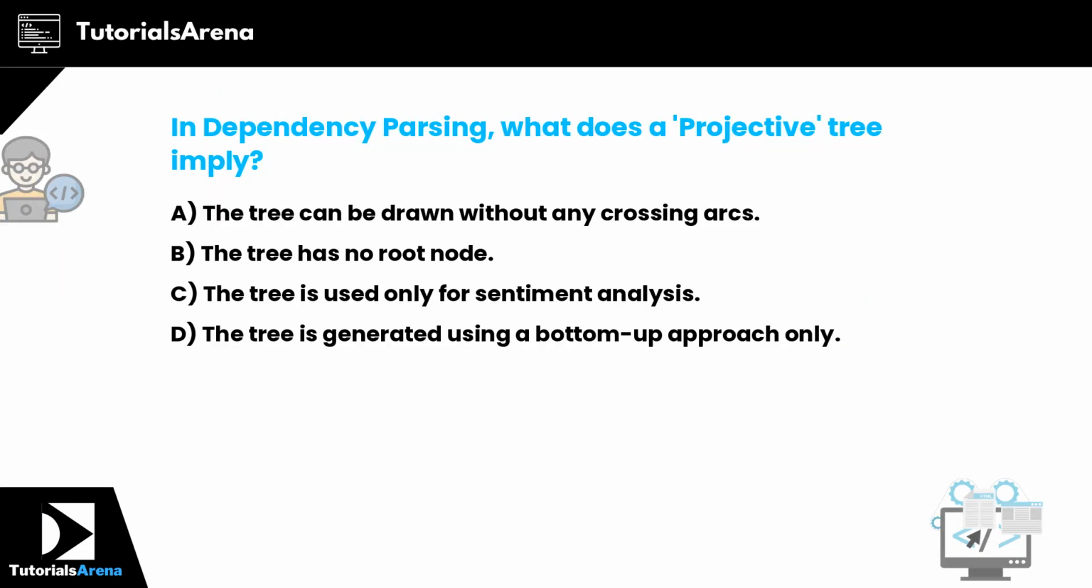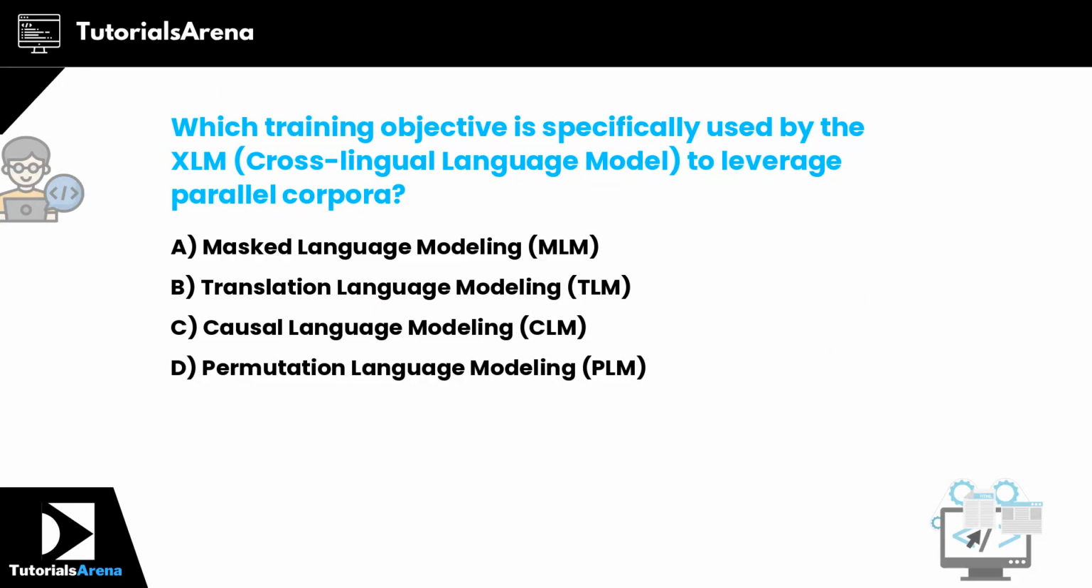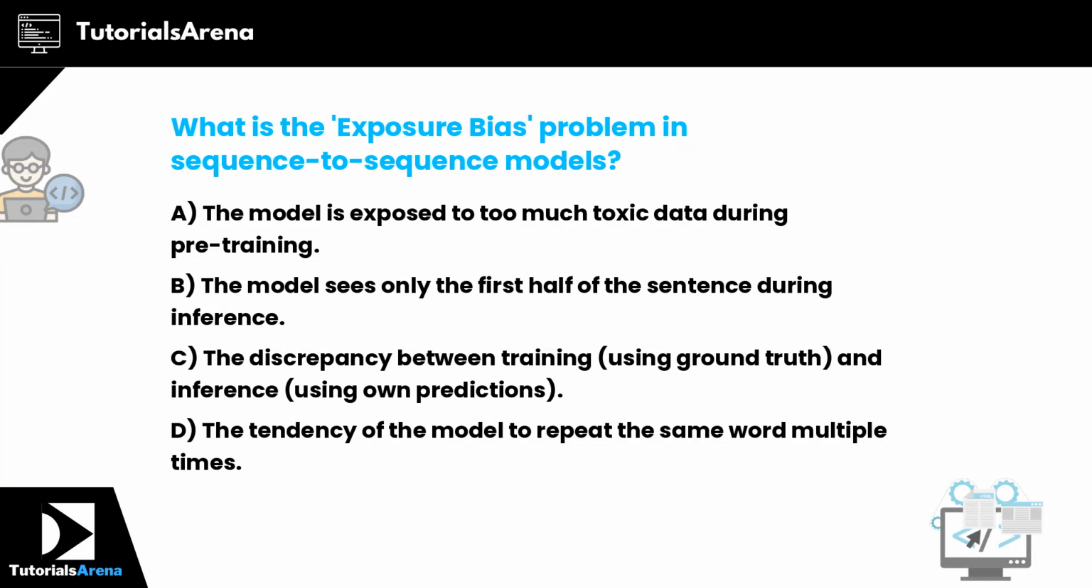In dependency parsing, what does a projective tree imply? The correct answer is option A. The tree can be drawn without any crossing arcs. Which training objective is specifically used by the XLM cross-lingual language model to leverage parallel corpora? The correct answer is option B. Translation Language Modeling, TLM.